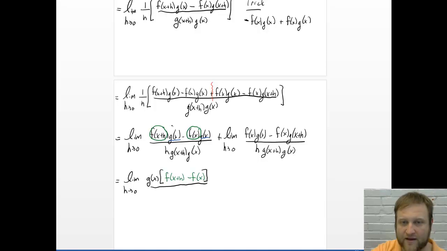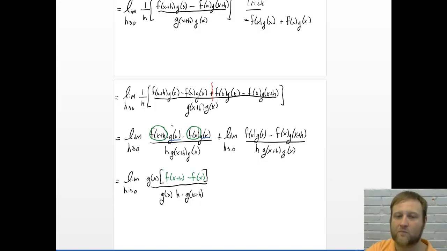I'm going to pull my g of x out to the front so we can all see how ultimately this g of x will cancel. And we are going to be left with h times g of x plus h. So we're going to be left in such a fashion to have g of x plus h still times g of x. So all this is here. Hopefully now we recognize that g of x is going to cancel out.